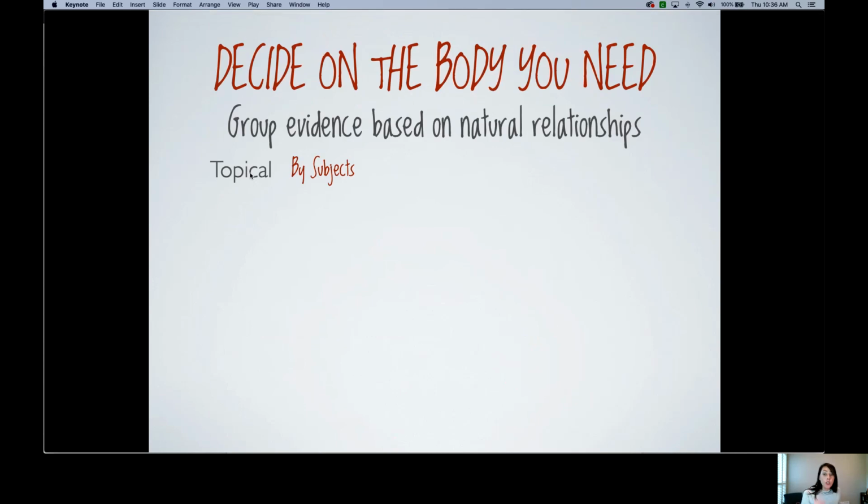I am going to use the topical organizational pattern. And that really just means that these subjects can stand alone on their own. They don't naturally lead from one to another. So I am going to have to decide how I'm going to organize my information by subject. So that is what I am going to work on.